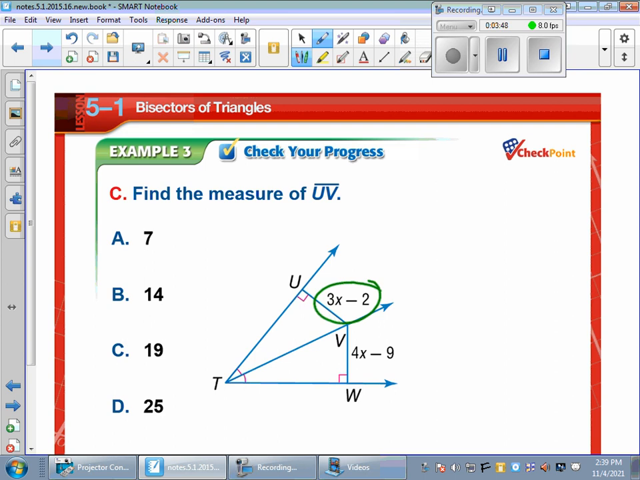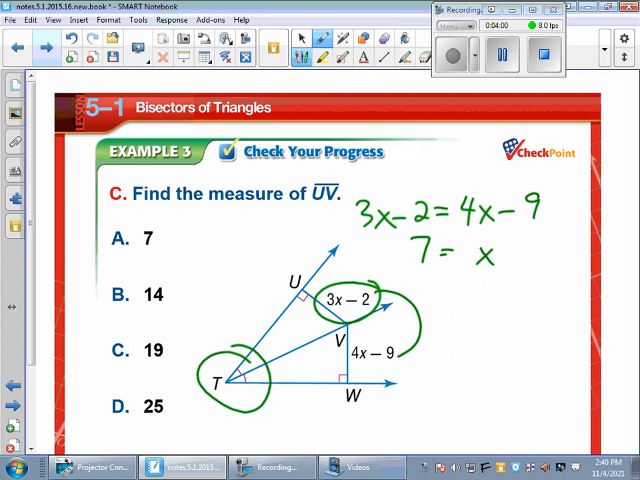So next concept here, they want us to find UV. Here's UV here. This right here tells us we have angle bisectors. We're going to set these two equal to each other. 3x minus 2 equals 4x minus 9. X equals 7. And then it says find the measure of UV. So to find the measure of UV, we're going to plug it in. So we're going to go 3 times 7 minus 2, 21 minus 2. Final answer is C, 19.